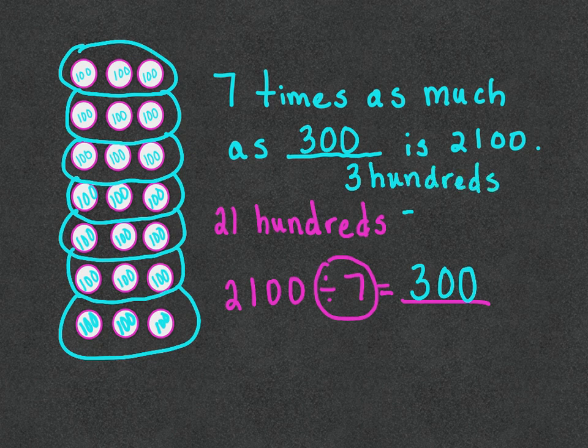All right, so we can also check this by using multiplication. 300 times 7, well, 7 times 3 is 21, and we have the 2 extra zeros. So 2,100, that's what we got.